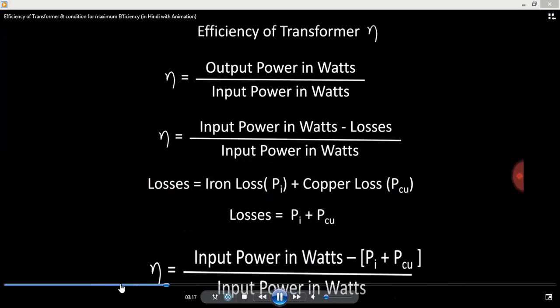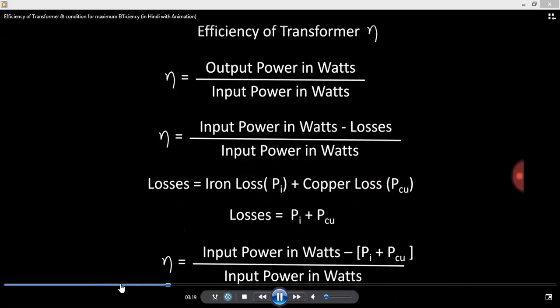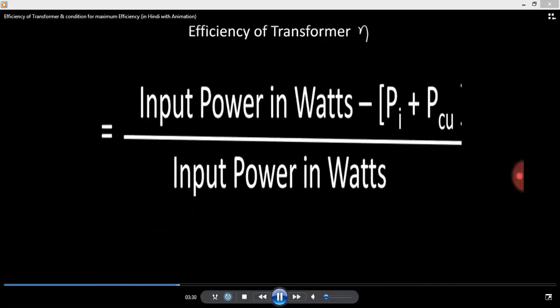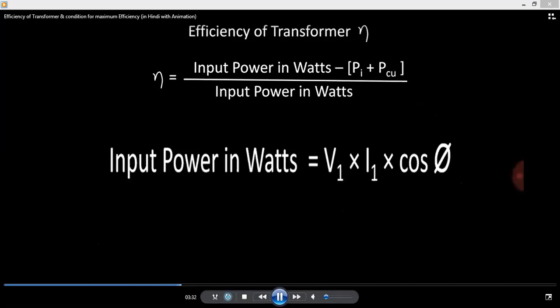Efficiency: explain efficiency, you will get this in the exam. Or for the problem, every statement you have to write. So input power minus, in place of losses, we can put iron loss plus copper loss. The denominator remains the same. Now, input power is nothing but the rating. So what is input power?